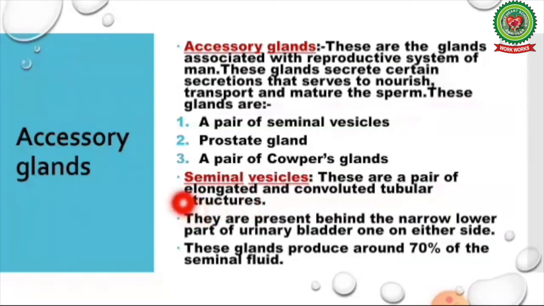Now the first one we will discuss is seminal vesicles. These are a pair of elongated and convoluted tubular structures. They are present behind the narrow lower part of urinary bladder, one on either side. These glands produce about 70% of the seminal fluid.